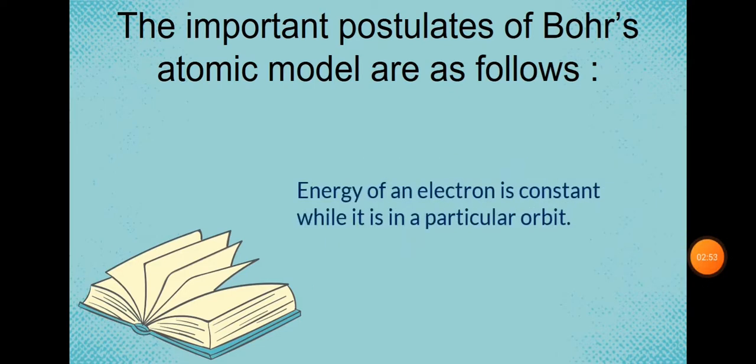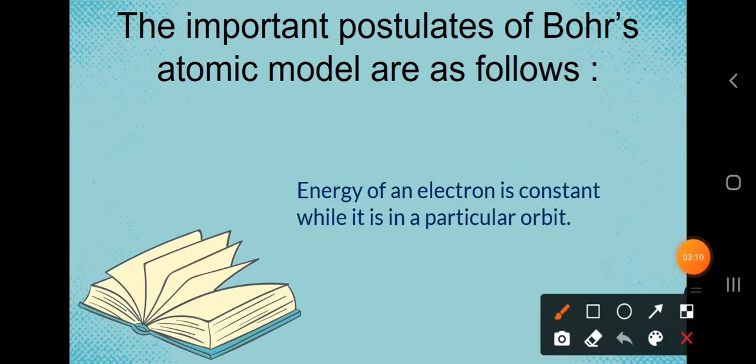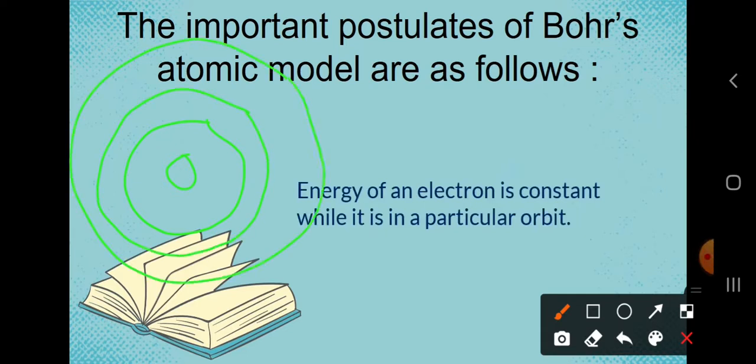Next, he said that the energy of an electron, the negatively charged particle, is constant while it is in a particular orbit. Now see, there is an orbit, right? Likewise, this is the nucleus. So this is the first orbit, this is the second orbit, then the third orbit, and so on. So what he is saying is that the energy of an electron is constant while it is in a particular orbit.